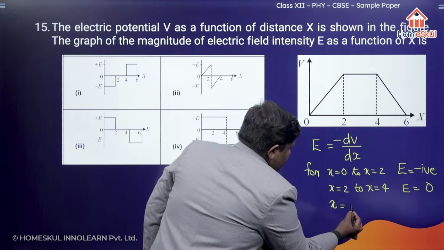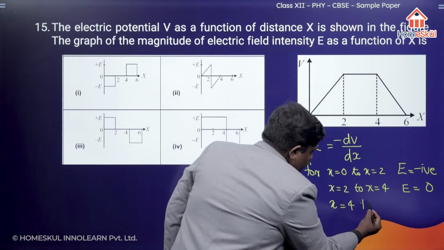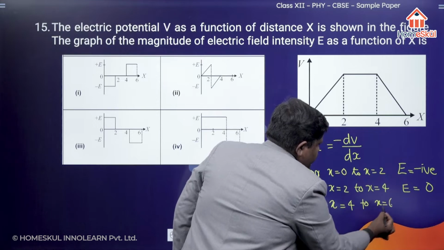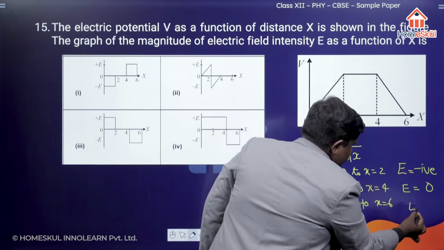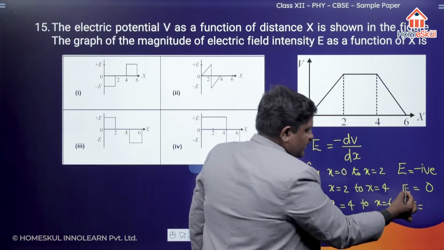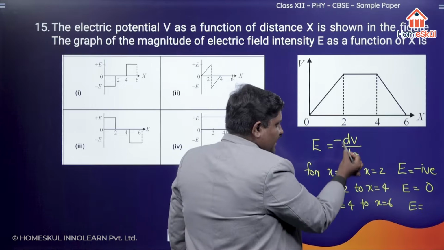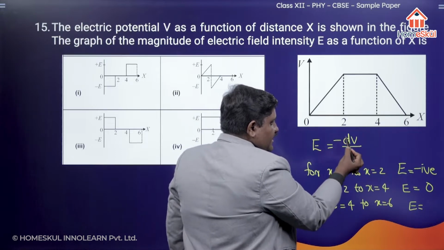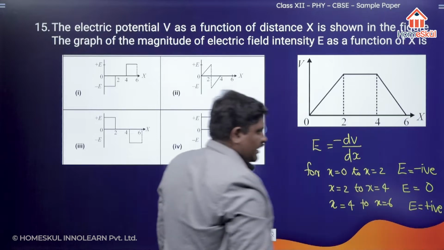Then the distance x equal to 4 to x equal to 6. Here the slope is negative. Therefore, E is equal to negative of negative. Right? dV by dx is the slope. Then that quantity is negative, then negative into negative, that is positive, right?